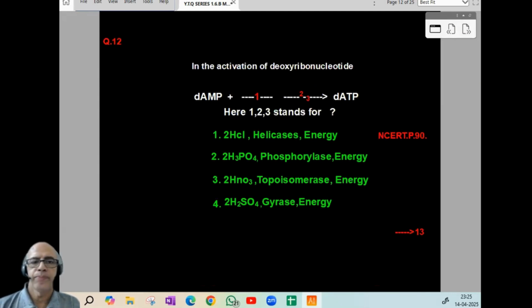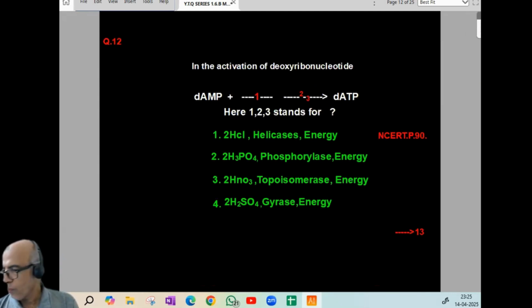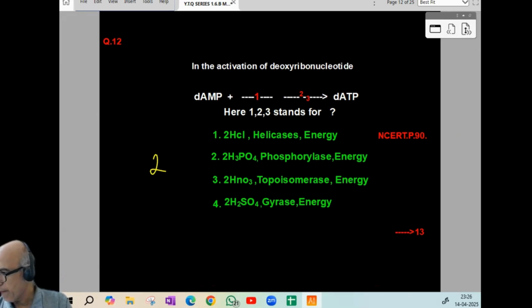Then 12. In the activation of deoxyribonucleotide, you can find 1, 2, 3 marked there. So 1 is H3PO4, 2 is phosphorylase, 3rd is energy. So when we take all 3, the option is 2. All direct NCERT, page number 90.